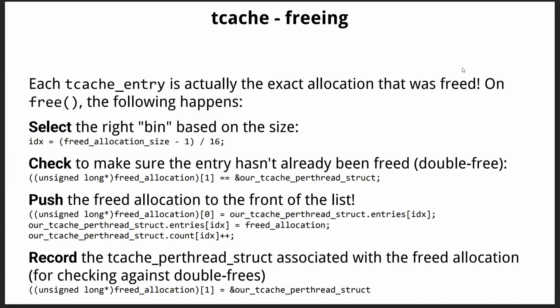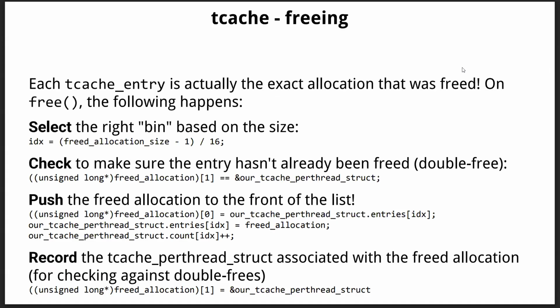If we look at pieces of the source code, it's actually very clear. So here we have the tcache threading. For each tcache entry, on free, what happens is we first select the right bin based on the size.